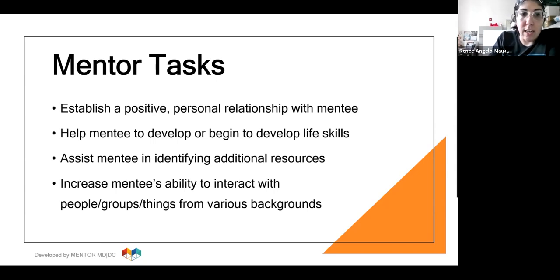We're talking about assisting a mentee in identifying additional resources. What does that mean for your program? Is that as simple as helping a kid get homework help? Or does your program allow for mentors to connect them with resources outside of the program? So keep in mind that we want to connect these things back to the context of your program, and that here we're speaking more to mentoring as a subject matter.